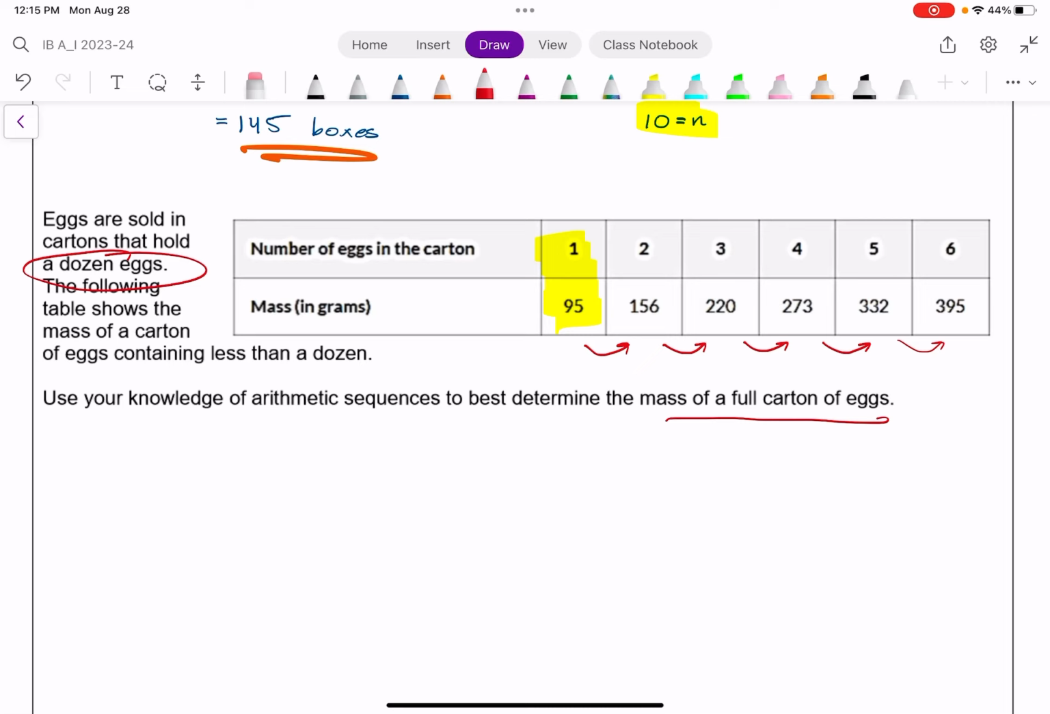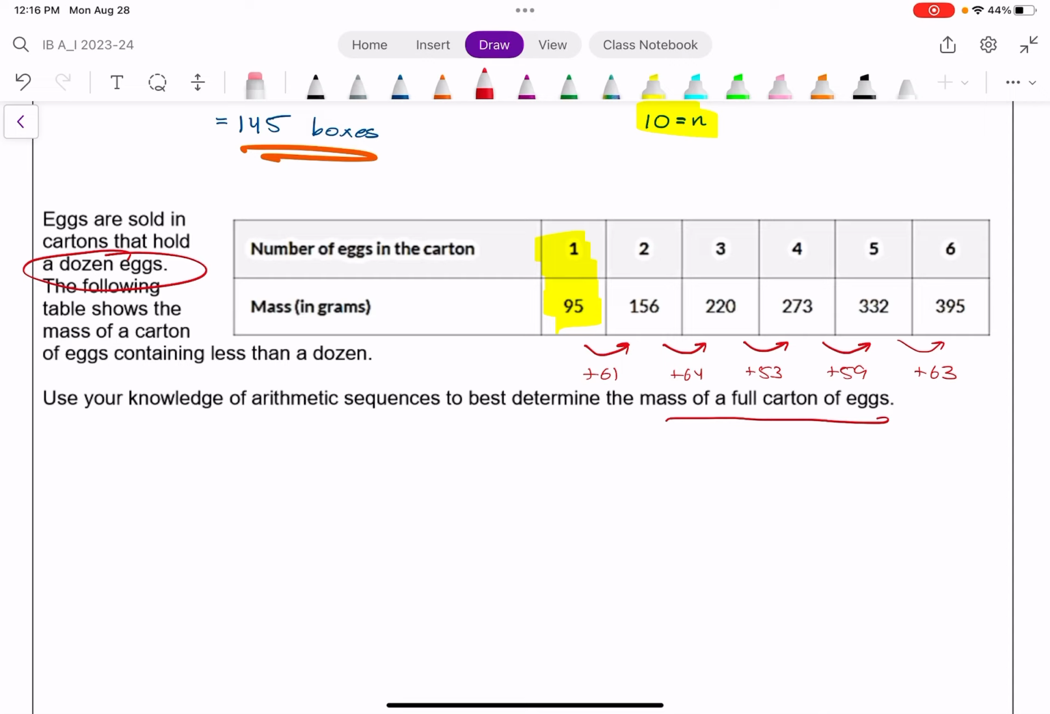For example, the common difference, so the difference from 95 to 156, is 61. From 156 to 220 is 64. And if I do that for all of these, we'll see we don't get the exact same number every time, which again is to be expected. These are representing each time I add an extra egg to the carton, and eggs are not a standard exact size, but they should be similar, and they are similar.